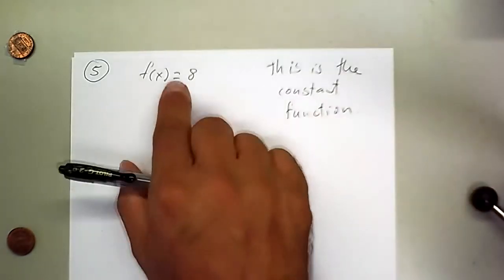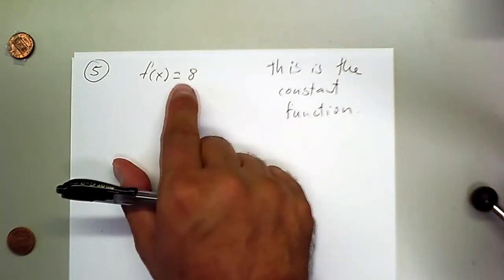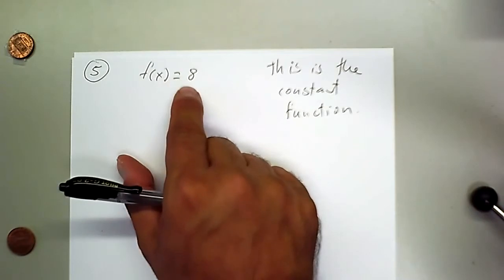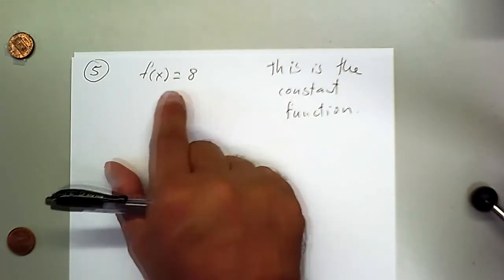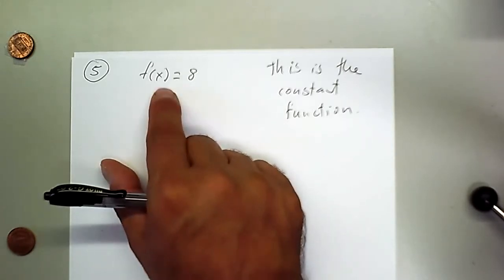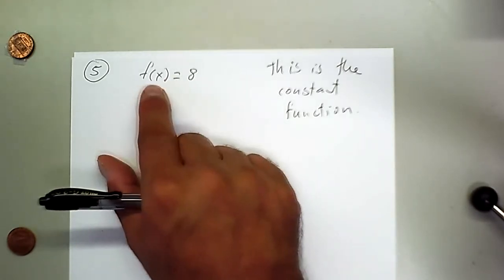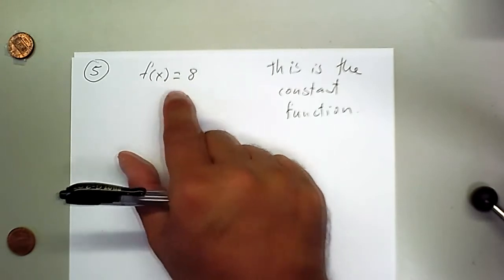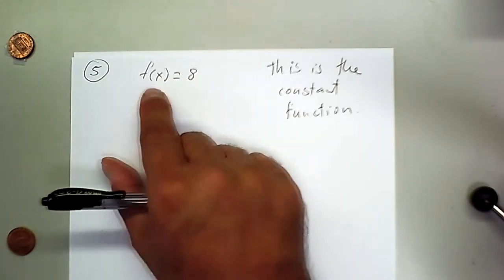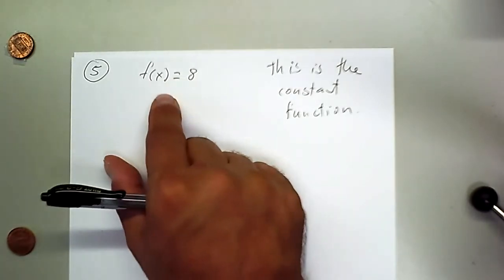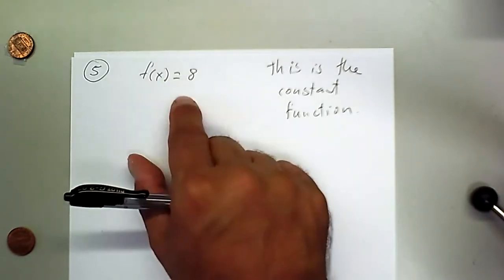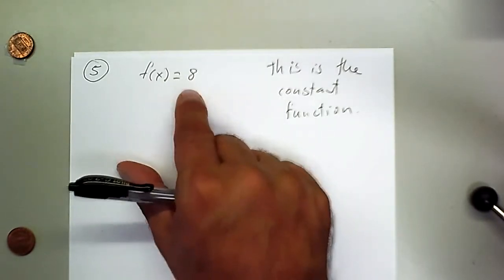How can we tell? There's no input in this formula. That means that the output is 8 regardless of the input. The input has nothing to do with the output. The output will always be 8. What is f of 5? 8. F of 7? 8. F of 1,000? 8. F of negative 1 million? 8. No matter what, the output will be 8.